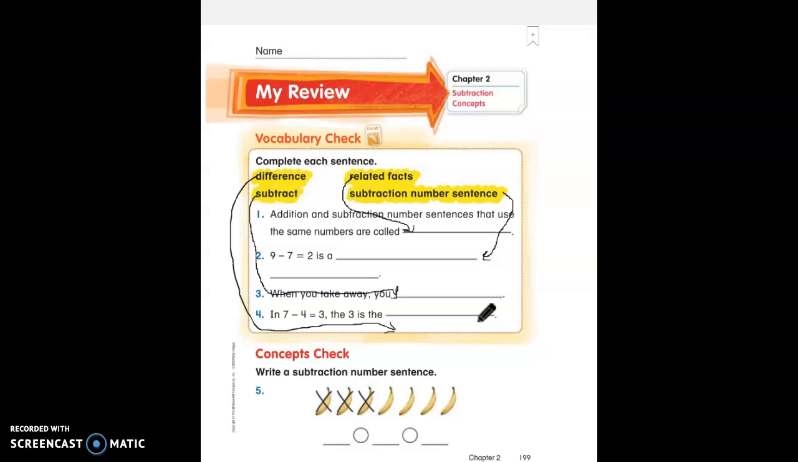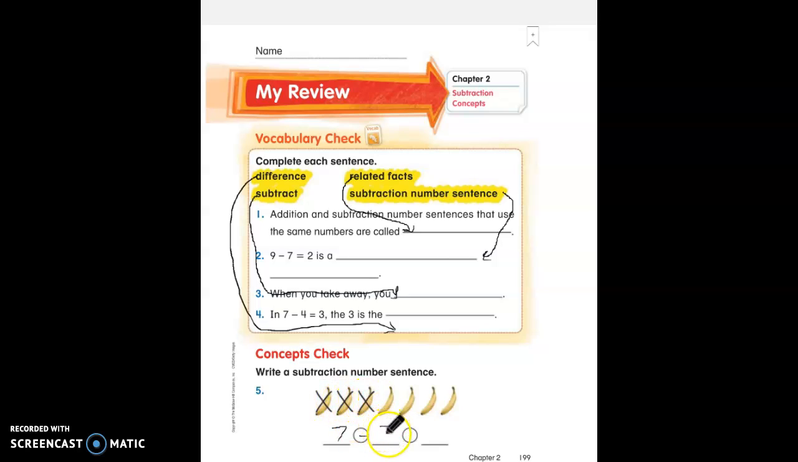All right, number 5. Write a subtraction number sentence. So first we have to find out how many we had. So how many bananas were there first? We had 1, 2, 3, 4, 5, 6, 7. So let's make a 7 right here. Inside this little circle, they want you to do the take away sign or the subtraction sign. How many did they take away?